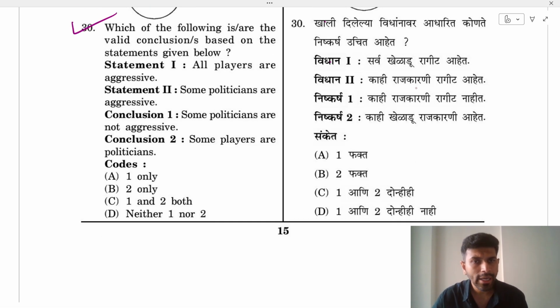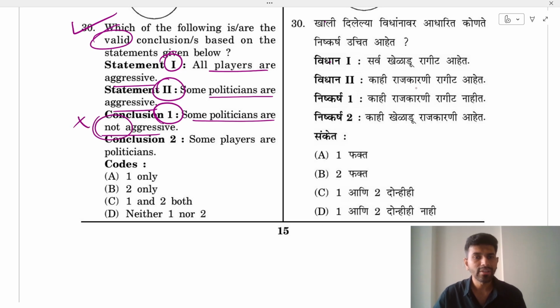Next, which of the following are the valid conclusion based on the statement given below? Statement 1, all players are aggressive. Statement 2, some politicians are aggressive. Conclusion 1, some politicians are not aggressive. So conclusion 1 is invalid because some politicians are aggressive doesn't mean the other politicians are not aggressive. We cannot imply that other politicians are not aggressive. So conclusion 1 contradicts statement 2. So conclusion 1 is invalid.